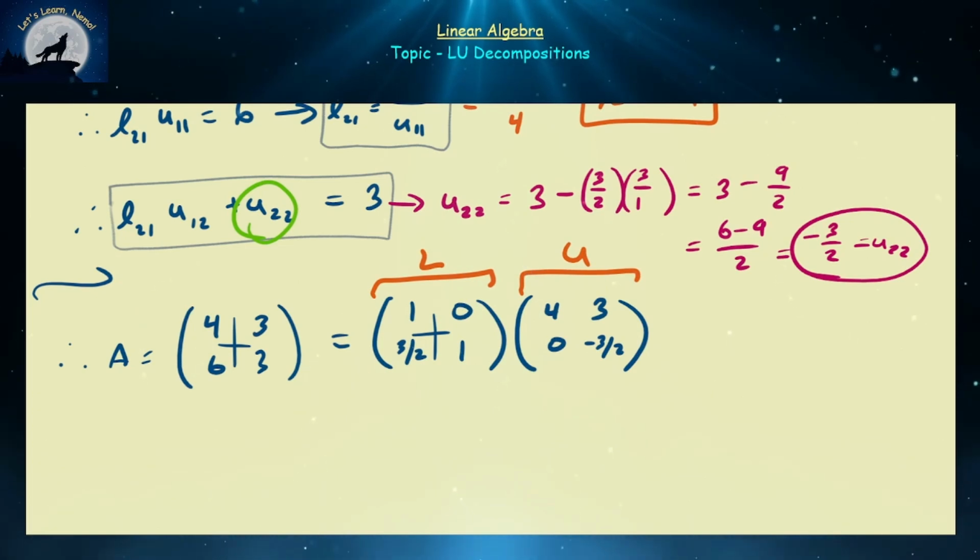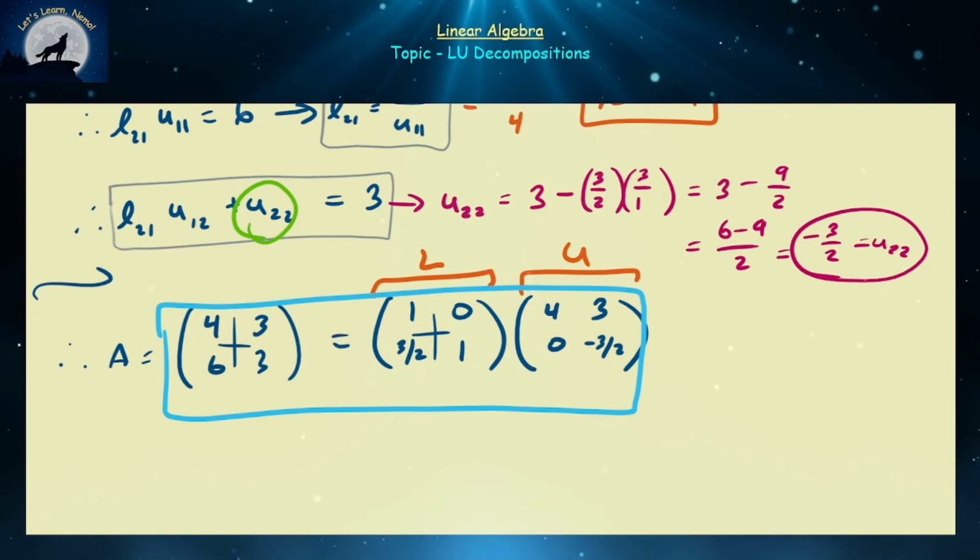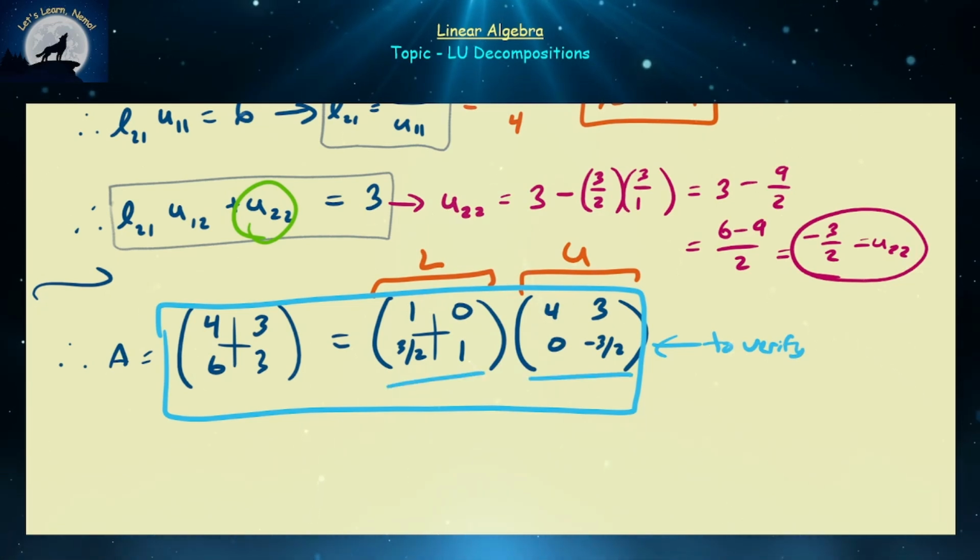Right? So this is the conjectured decomposition of A in terms of a lower and upper triangular matrix, and you should be able to verify that the product of that and that is indeed our matrix A. Therefore, you have successfully performed an LU decomposition on this 2 by 2 matrix.